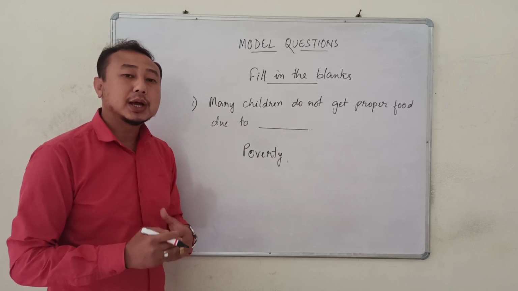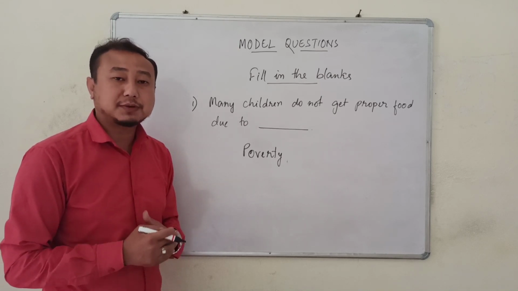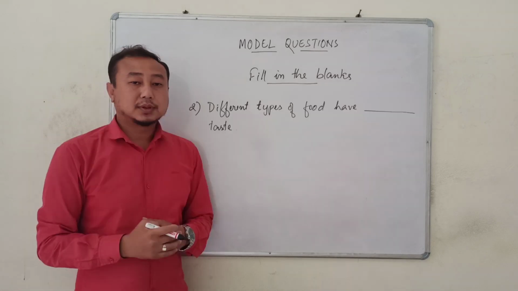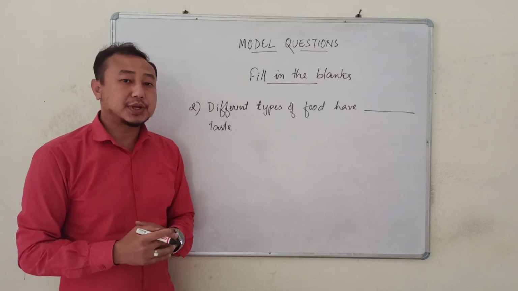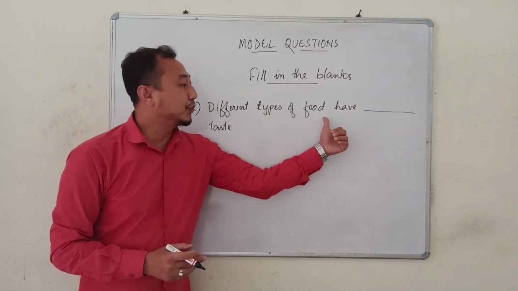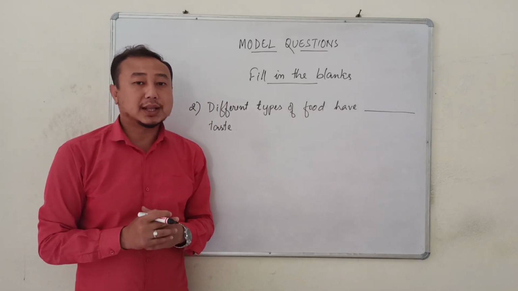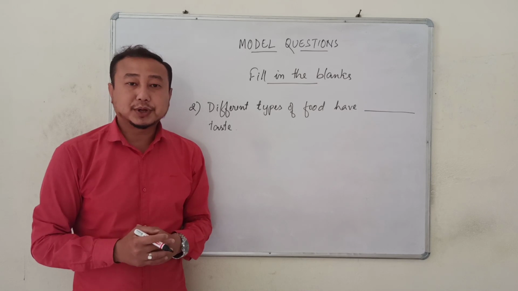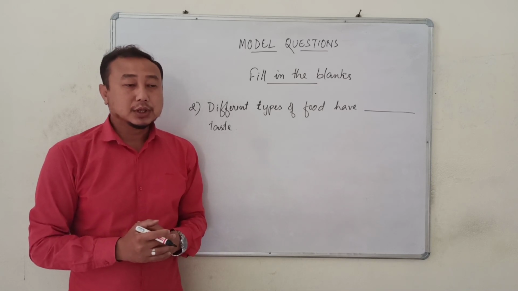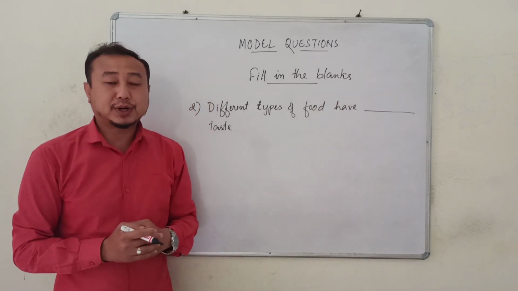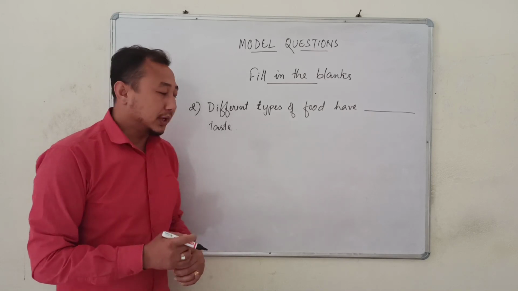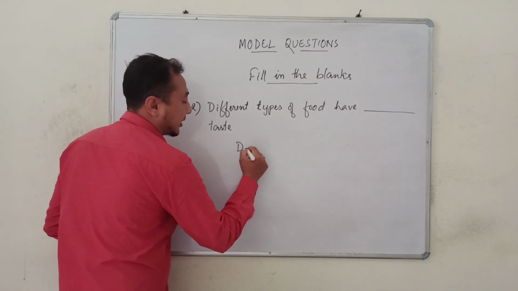Now let us come to another example of the same fill in the blank category. The next example that we are going to take is, different types of food have dash taste. In chapter number 1, we had discussed that different types of food have different taste. So the answer for this question is different. So for it, you have to type the answer as different.